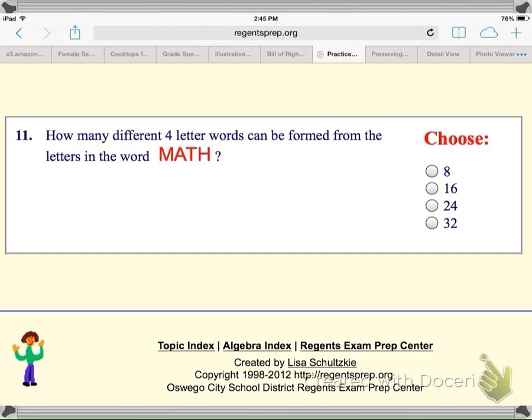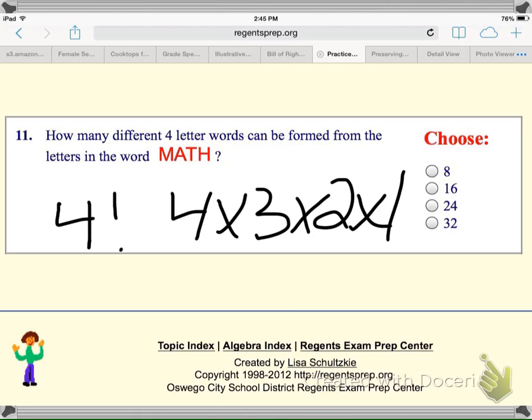One more. How many different 4-letter words can be formed from the letters in the word math? And I hope you are thinking that that's going to be 4 factorial, 4 times 3 times 2 times 1, or 12 times 2 is 24.